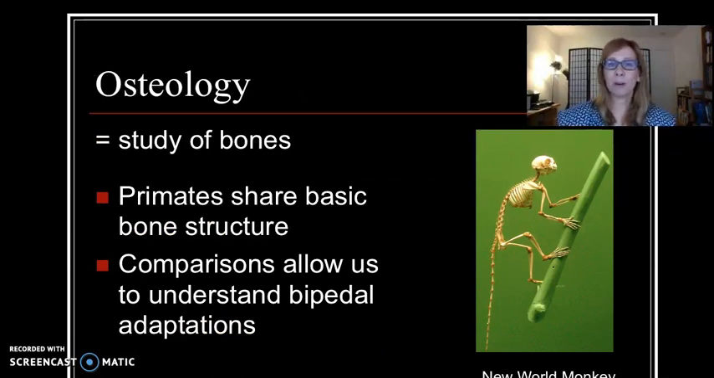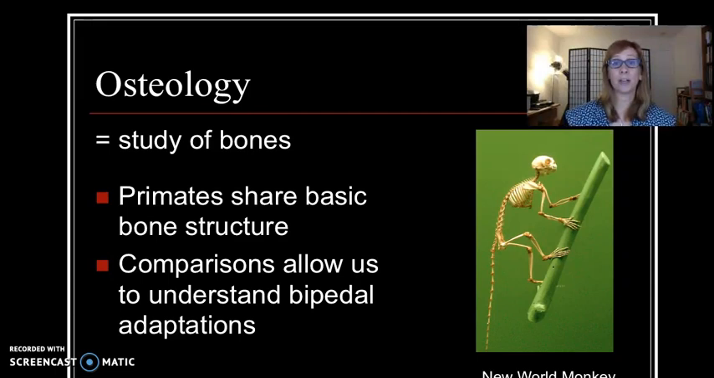As I mentioned before, the term osteology means the study of bones. So when we look at osteology, we're looking at skeletons, right? Comparisons of primate skeletons will help us understand the different adaptations we have, right? So in looking at the forms of the bones, we can understand more about the functions of those bones.